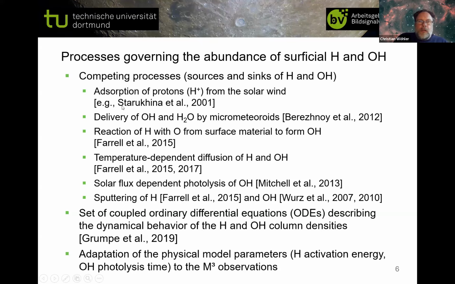The first were US scientists in the early 1960s before the Apollo missions. Then there clearly is the delivery of hydroxyl and H2O by micrometeoroids. There is a steady stream of micrometeoroids onto the lunar surface, and many of those micrometeoroids are chondritic and contain hydroxyl and water.